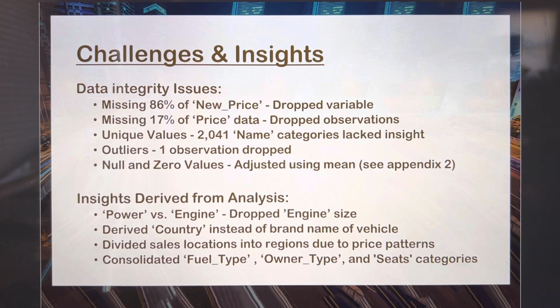We also divided the sales locations into regions because we saw a pricing pattern that was similar for two of the southern offices. And lastly, we consolidated some of the options in fuel type, owner type, and the seats categories. There were too many options in these areas that had very little data, so we consolidated these to make our model more efficient.